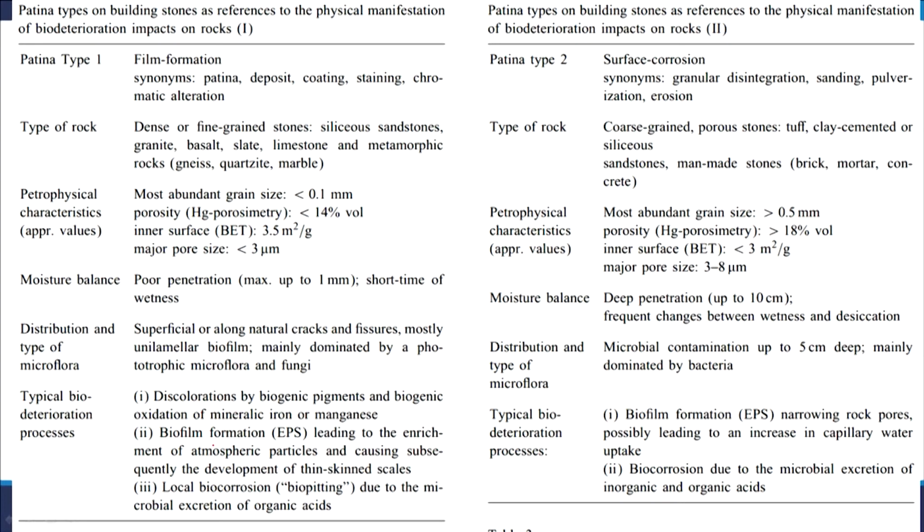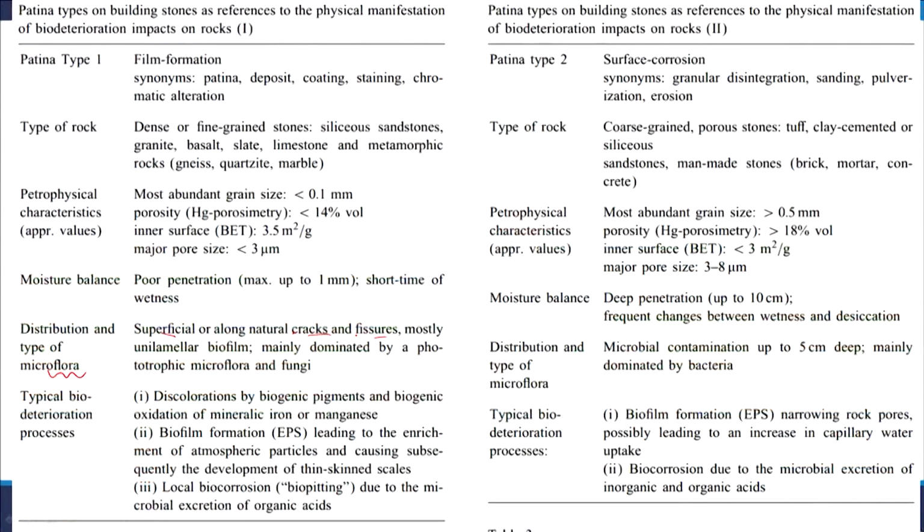So, the kind of microflora, they are using a very nice term flora, because not all living members in this community which cause biodeterioration of stone and concrete are microbial. Some of them actually are visible, like moss. They are usually superficial or inside the cracks. They are not found inside of nowhere in the concrete. So, on the surface, inside the cracks and fissures, and mostly unilamellar biofilm.